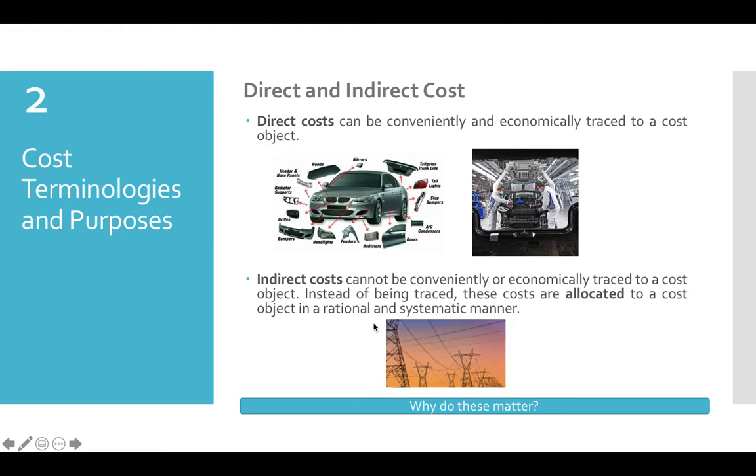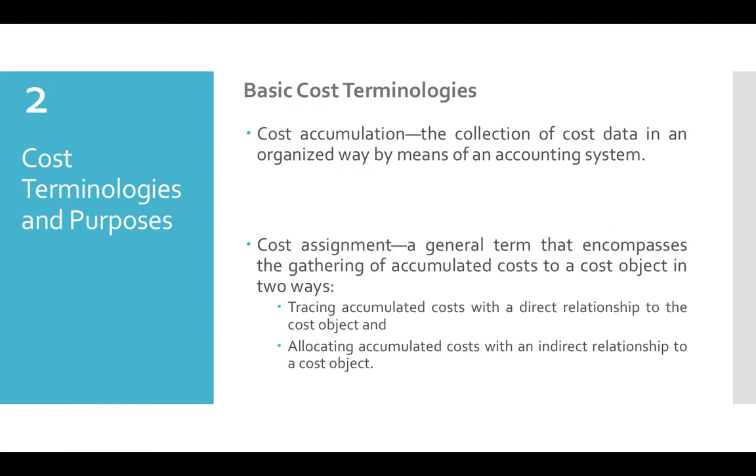We cannot attribute the cost of the utility conveniently and economically only to the cars. That's why it is called indirect cost. And why do these matter? Why do indirect costs and direct costs matter? Because it affects how we assign the cost. For the direct cost, we trace the accumulated cost to the cost object. Meanwhile, for the indirect cost, we allocate the cost based on the cost driver to each of the cost objects.